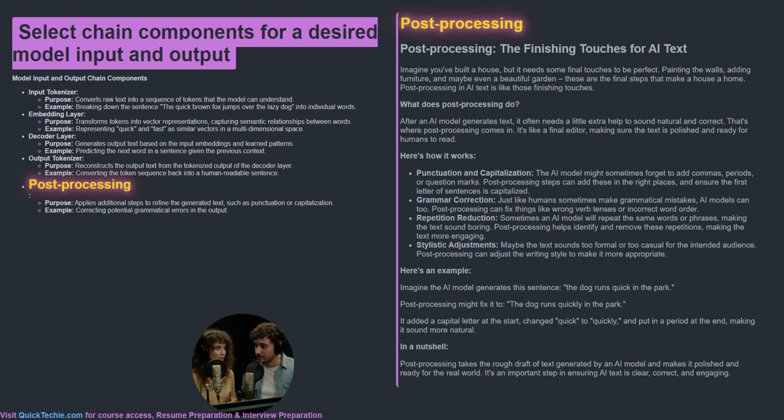In a nutshell, post-processing takes the rough draft of text generated by an AI model and makes it polished and ready for the real world. It's an important step in ensuring AI text is clear, correct, and engaging.